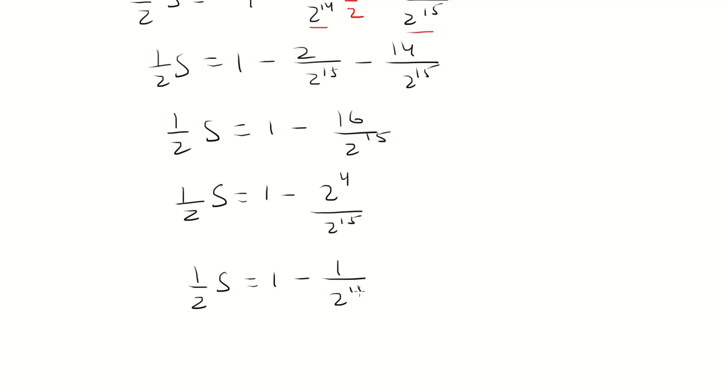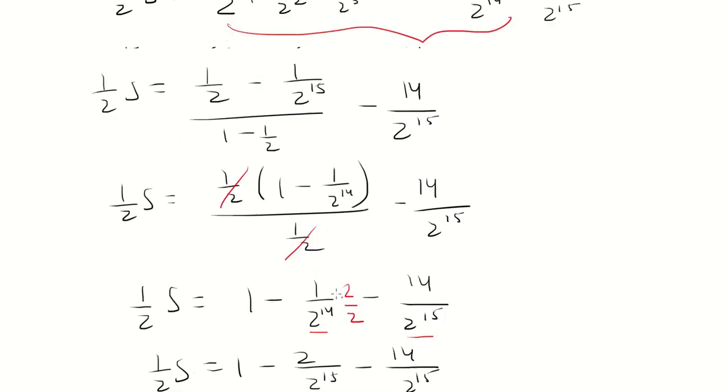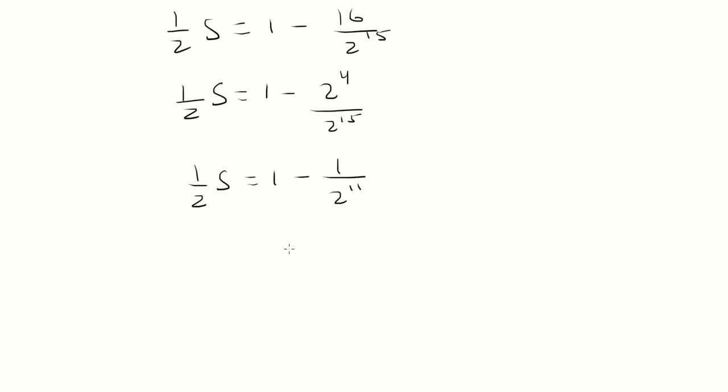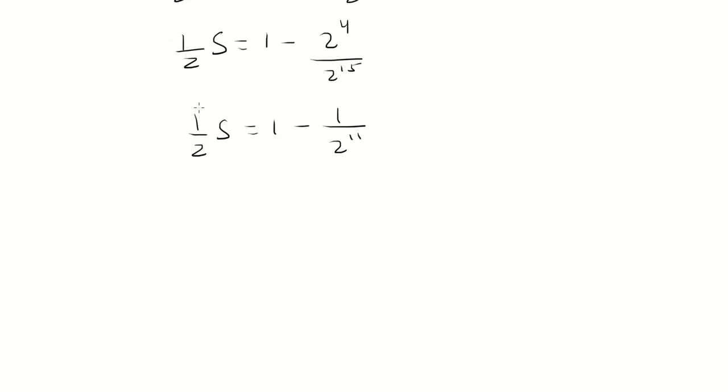And notice that I want to solve for S. I want to solve for the original one here. But I have 1/2 S. So in order to get S, I need to multiply both sides by 2. So the 2's cancel. I'm left with S equals 2 minus 1 over 2 to the 10th.